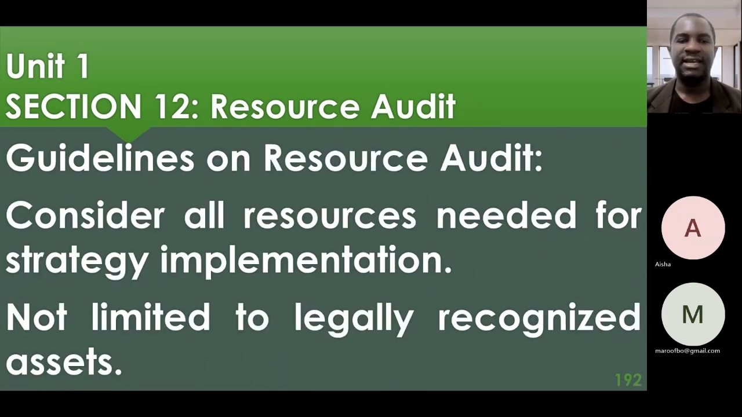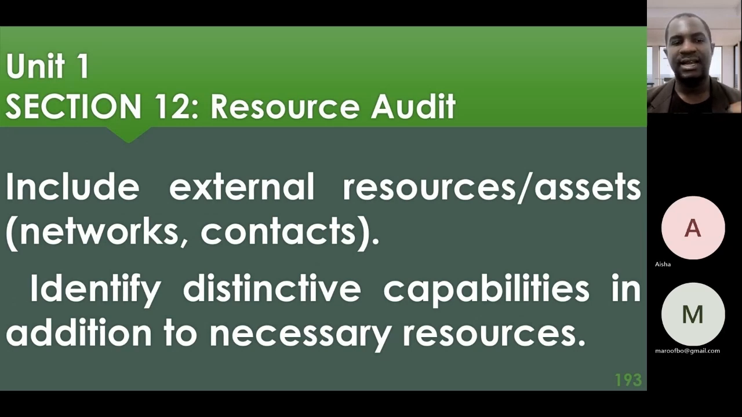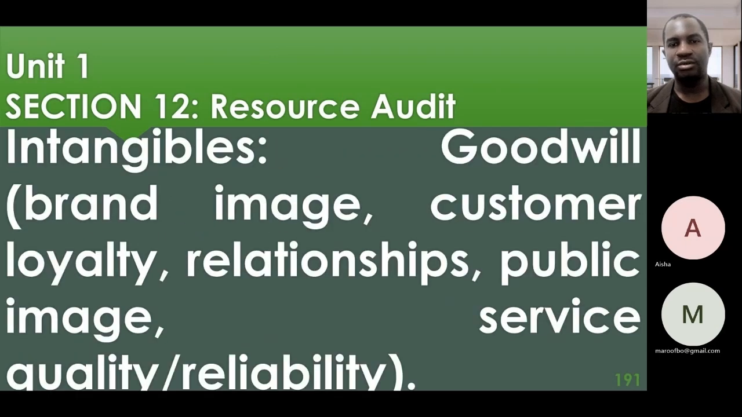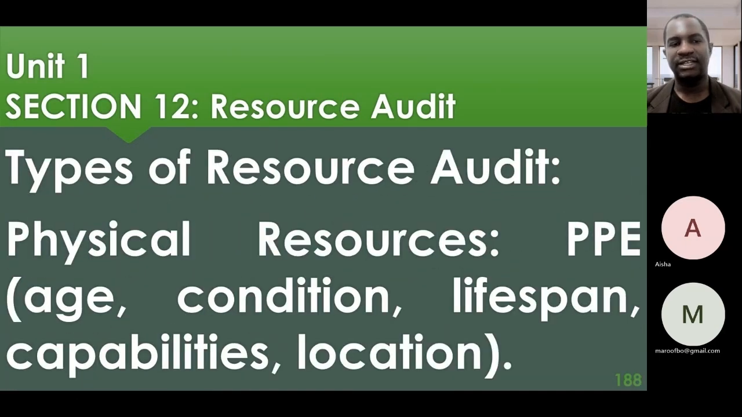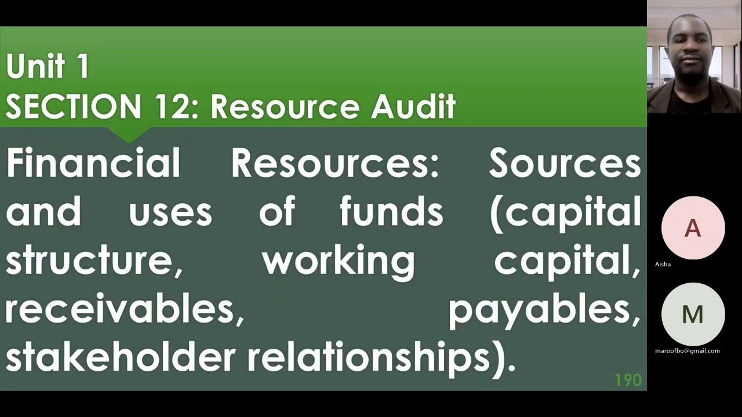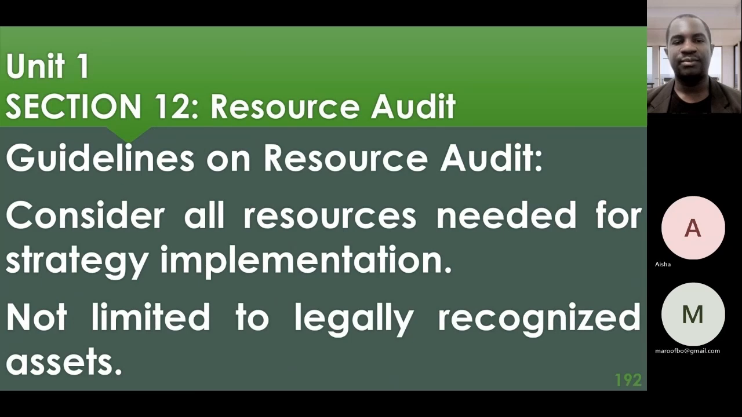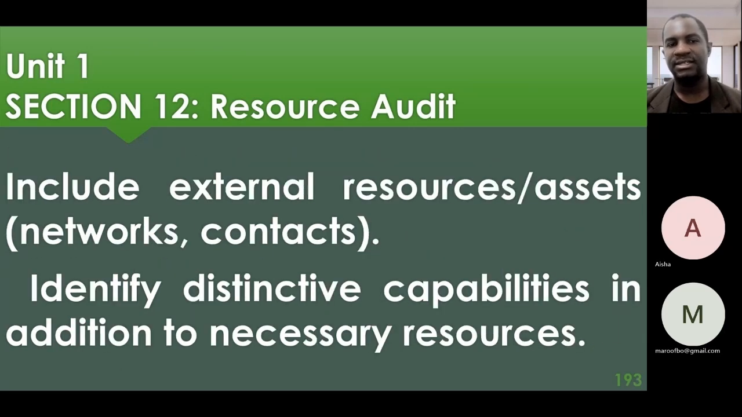How do we carry out resource audits? There are some guidelines. So consider all resources needed for implementation, and they are not limited to legally recognized assets. So you include external resources like assets, your networks. Somebody say your network determine your net worth, which is true. The contract you have with individuals, clients, and companies, then identify distinctly your capability to be able to harness and add to these your resources. It's very important. So resource audit is good, is a short model, but then don't forget the types: the physical, the human, financial, and the intangible resources. Very important. And the guidelines is to consider your resources and how to harness them. They are not limited to just physical assets, but the 4 of them.